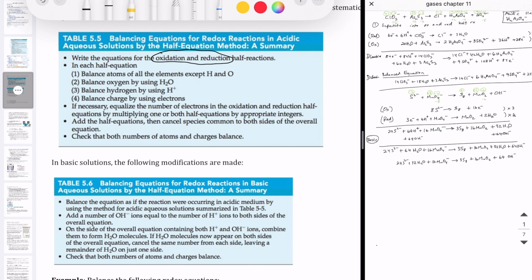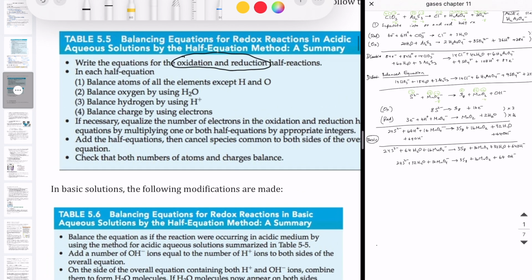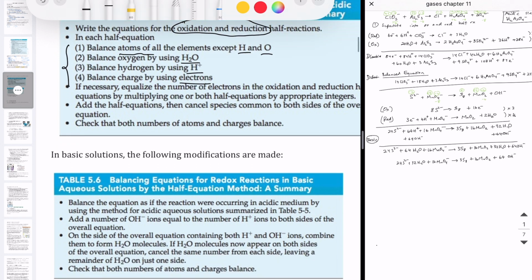The way we do that is by assigning the oxidation numbers and then determining who gets reduced and who gets oxidized. Once you have those two half equations, you follow these four steps, balancing them sequentially. First you balance everything that is not hydrogen or oxygen, then you balance the oxygen, then you balance the hydrogen, then you balance the electrons for charges. I'm going to show you examples of this. This is just a quick overview.